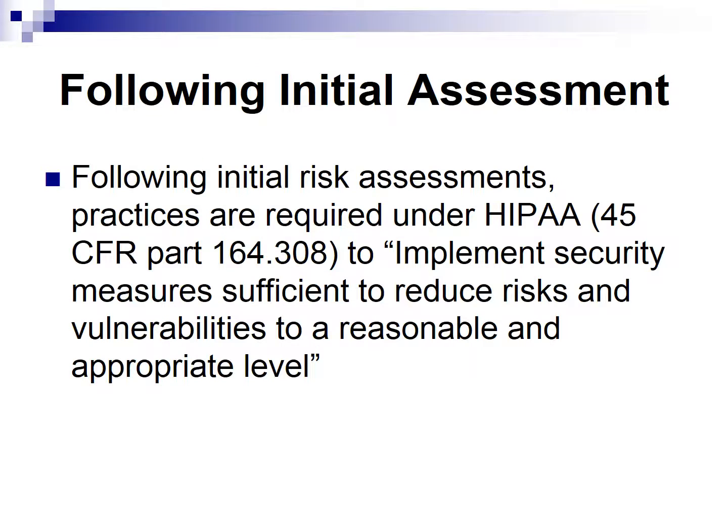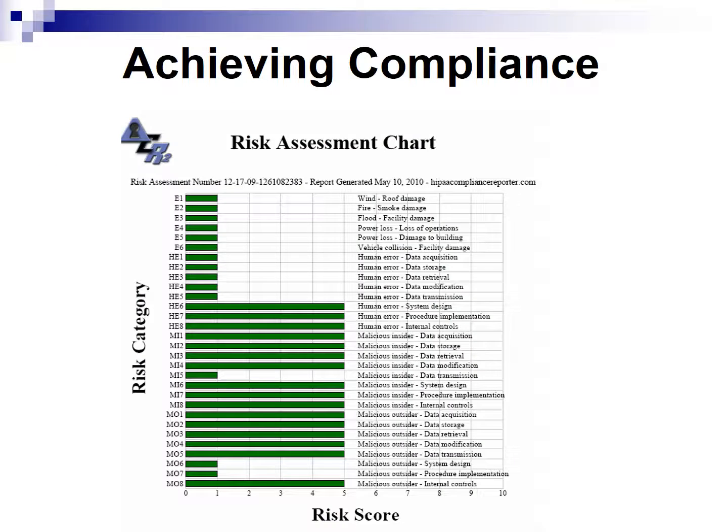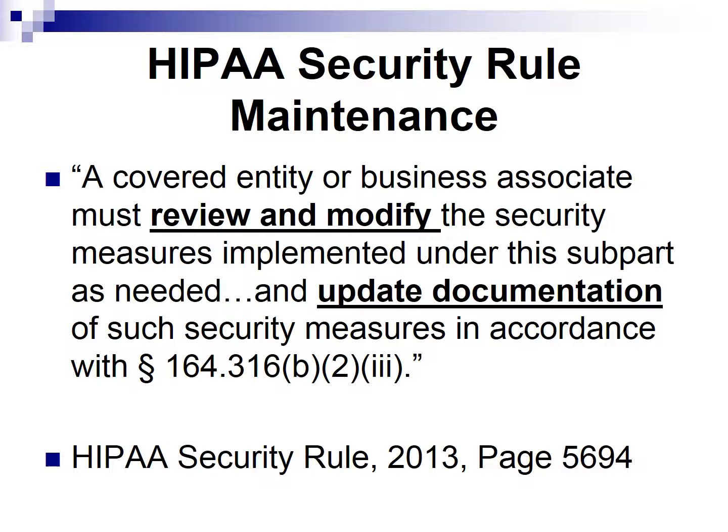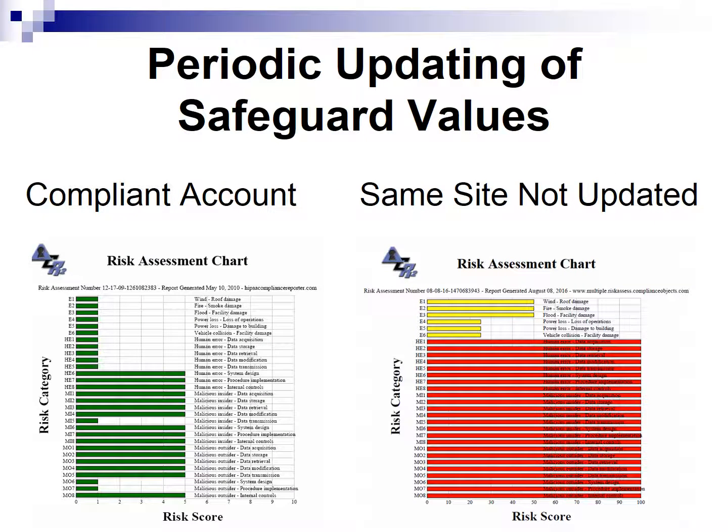Following initial risk assessments, practices are required to implement security measures sufficient to reduce risks and vulnerabilities to a reasonable and appropriate level. Typically, full HIPAA compliance may be achieved in the first year of activity. Once safeguards are in place, they must be periodically reviewed, modified, and documented. Under the procedures of the NIST, key safeguards and all safeguards listed as not applicable for a given site need to be reviewed at least annually.